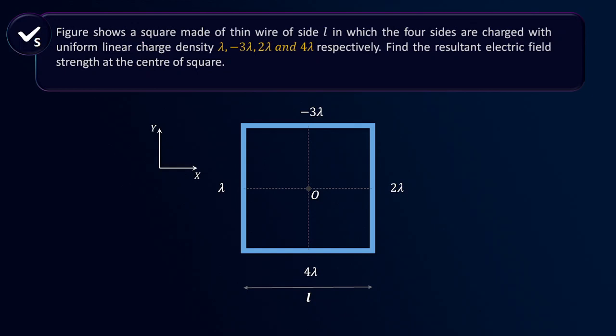So the question says that the figure shows a square made of thin wire of side L in which the four sides are charged with uniformly linear charge density lambda, minus 3 lambda, 2 lambda and 4 lambda respectively. So find the resultant electric field strength at the center of the square. So at this point we want to find resultant electric field. Okay, so let us see what we have to do.